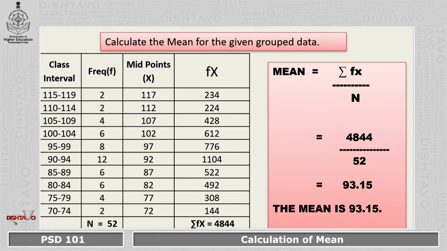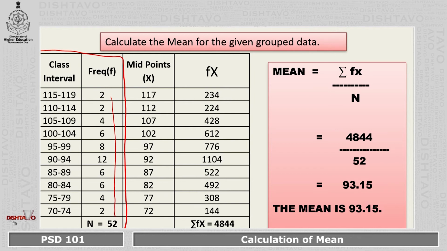The problem is, calculate the mean for the given grouped data. Now, for your problem, you would be given only this much of the table. Grouped data means you have a table with two columns. The first column will be your class intervals and the next column will be your frequency. This is the only part that will be given to you. The remaining you have to work out as you calculate mean for the given grouped data.